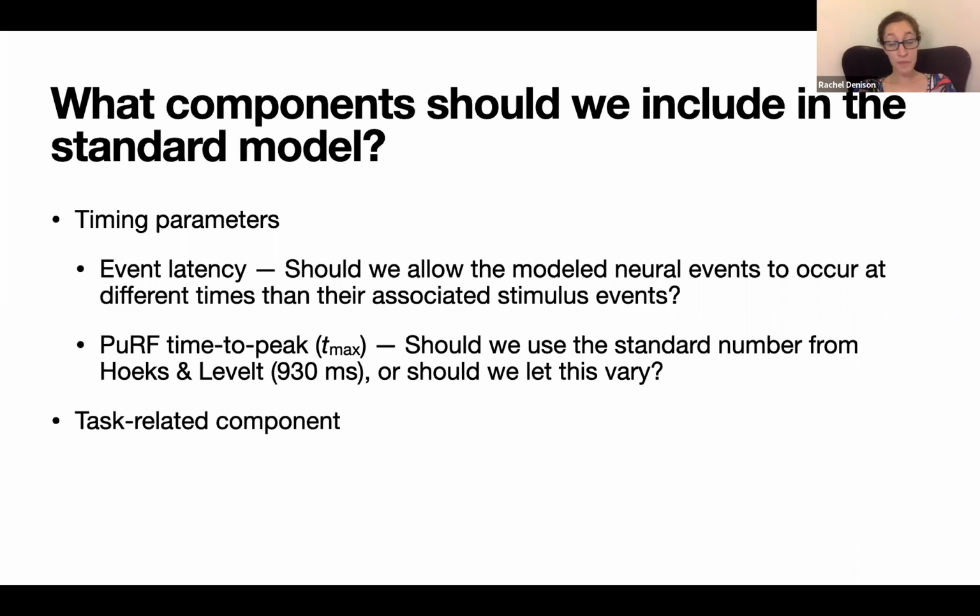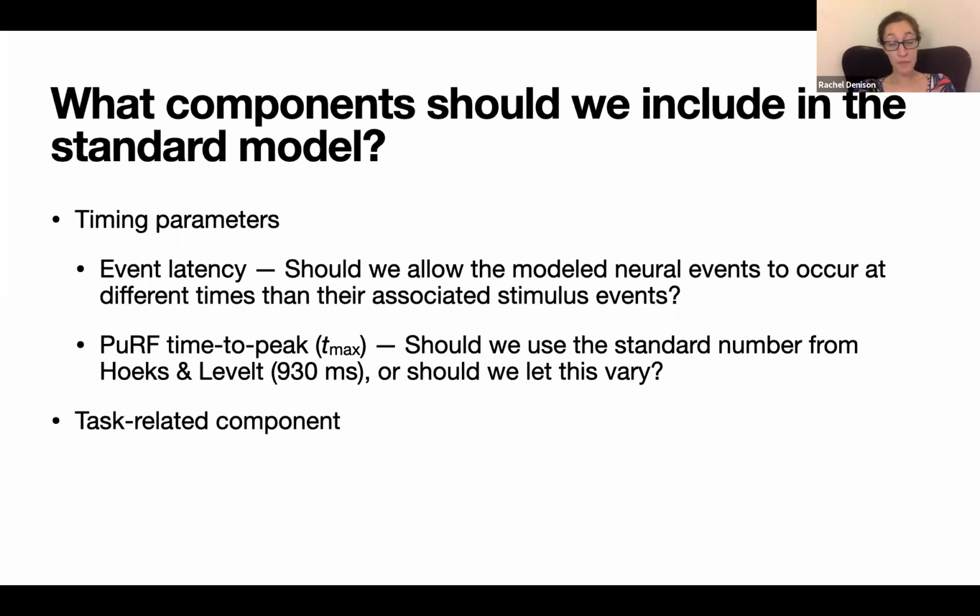So to answer these questions, we used model selection. We compared 24 models that included different combinations of parameters in a full factorial model comparison. We tested the two timing parameters, latency and Tmax, the task-related component, and a fourth parameter, the y-intercept, which is just a baseline parameter.